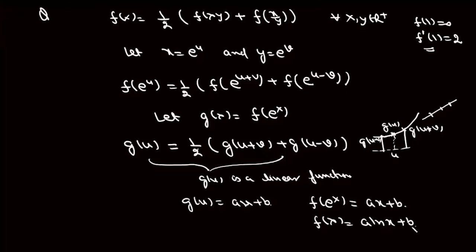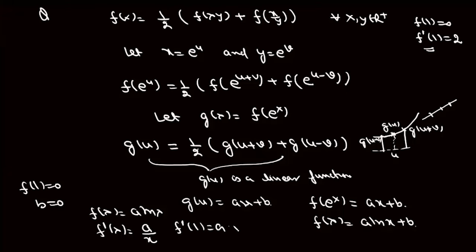Now we'll find the value of a and b. We are given f(1) is 0. So if f(1) is 0, it means b is 0. So basically f(x) is a log x and f'(x) will be a by x, and f'(1) is 2. So f'(1) will be a. So this a is 2. So our function f(x) is 2 log x.